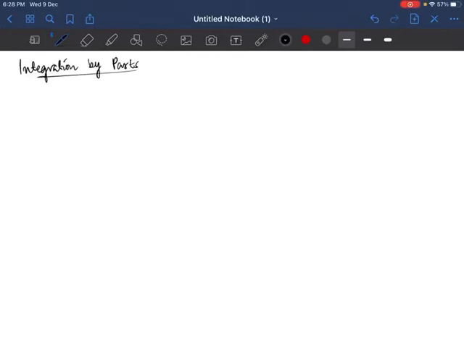So what I am going to do is integration by parts. So basically why we do this method, part-wise integration. Let me start with this. Suppose we have two functions in the form of f(x) and g(x).